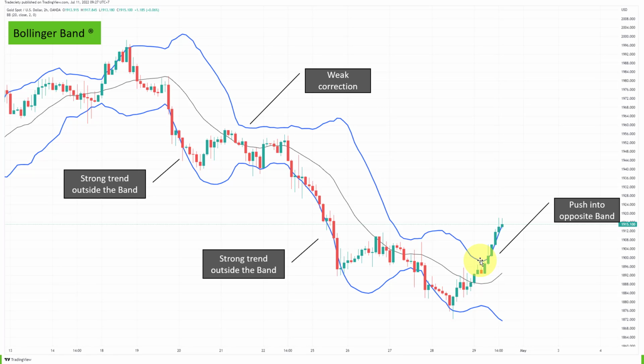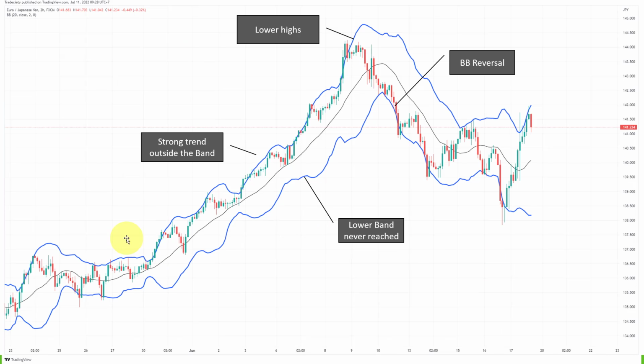And if you see that during a downtrend or in a mature downtrend, the market is suddenly able to pull and stay at the opposite band, that's a very different signal, and that's a very important bullish signal.